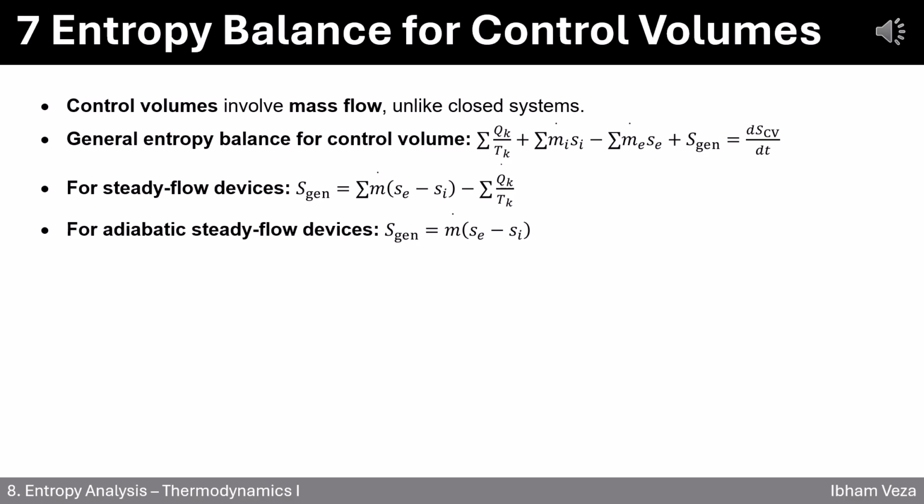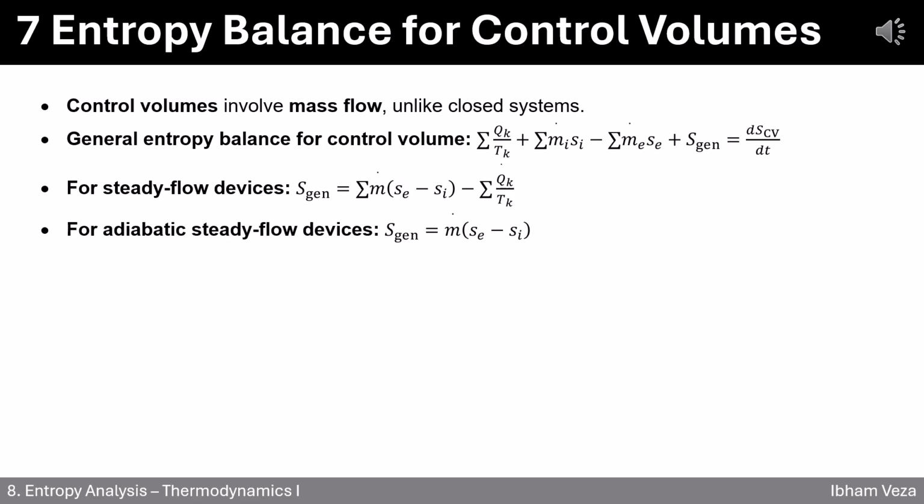7. Entropy balance for control volumes. Now we move from closed systems to control volumes, which are open systems where mass flow happens across the boundaries. This changes how we handle entropy calculations. The general entropy balance for a control volume accounts for entropy entering and leaving through both heat transfer and mass flow. It also includes the change in entropy inside the control volume over time.